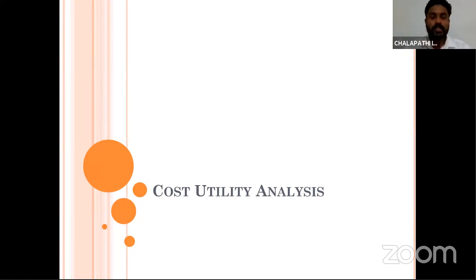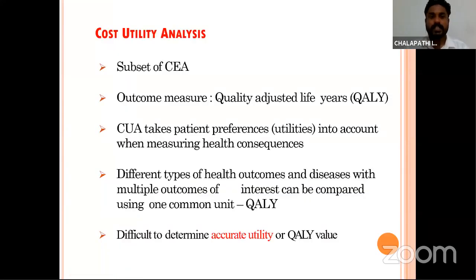So I'm moving to the cost utility analysis. As I said, it is a subset of CEA, but the outcome will be measured in terms of QALY or any other set of utility measures. Instead of QALY, we have DALY, we have LYG. I will take you through each and everything, if possible. So here the only difference is that instead of clinical outcome, we will be going with the utility outcome.